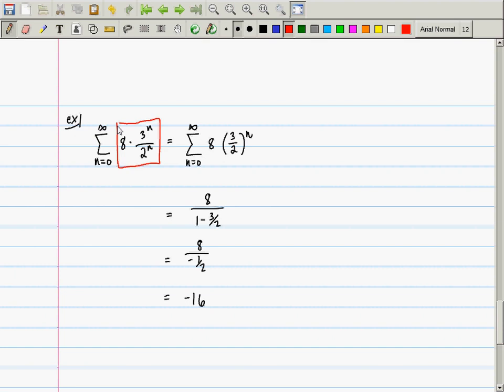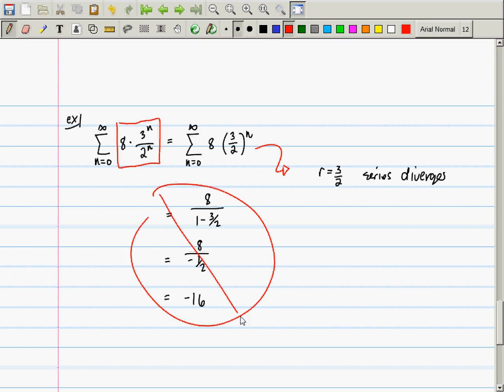Okay? So all of you that got negative 16, don't raise your hands, but just realize that there's something here that you missed. What is it that was missed? The absolute value of r is greater than 1. Under what conditions does the geometric series converge? When the absolute value of r is less than 1. Okay, so then the correct response from here should have been to say that r equals 3 halves, and therefore the series diverges. Okay, and you'll get no credit or consideration on that answer. So any question about this one?